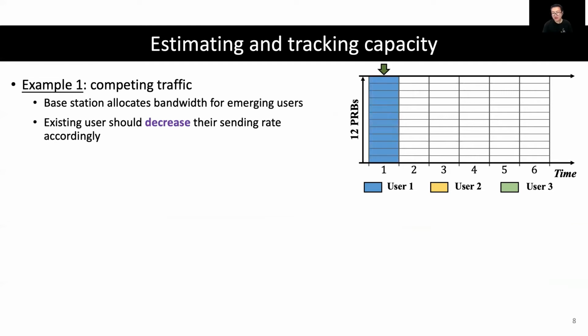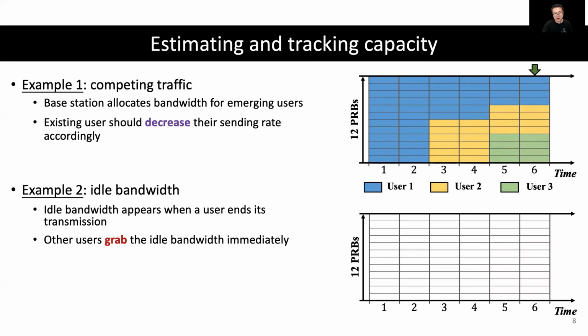First of all, without any competing traffic, one user can take all the bandwidth. When competing traffic comes, the base station allocates resource blocks to the competing traffic. So user 1 in this case observes fewer PRBs allocated for itself, so it can inform its sender to lower its sending rate to adapt to the competing traffic. Similarly for the 3-user case.